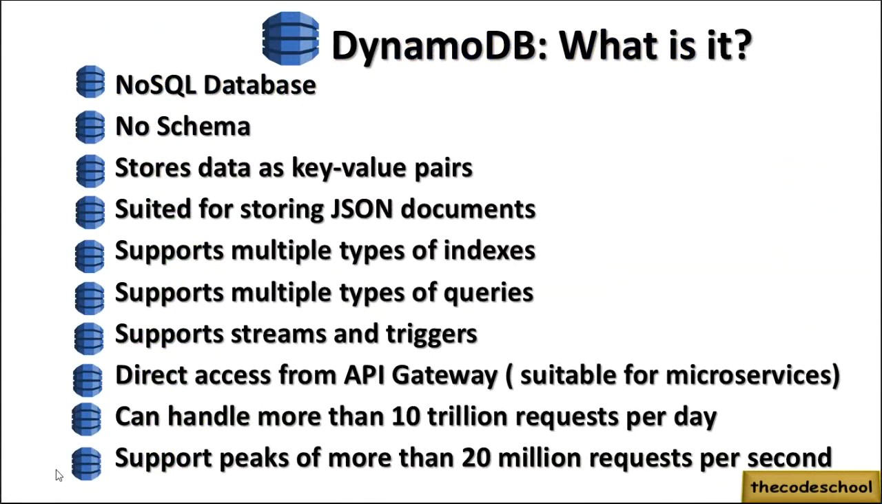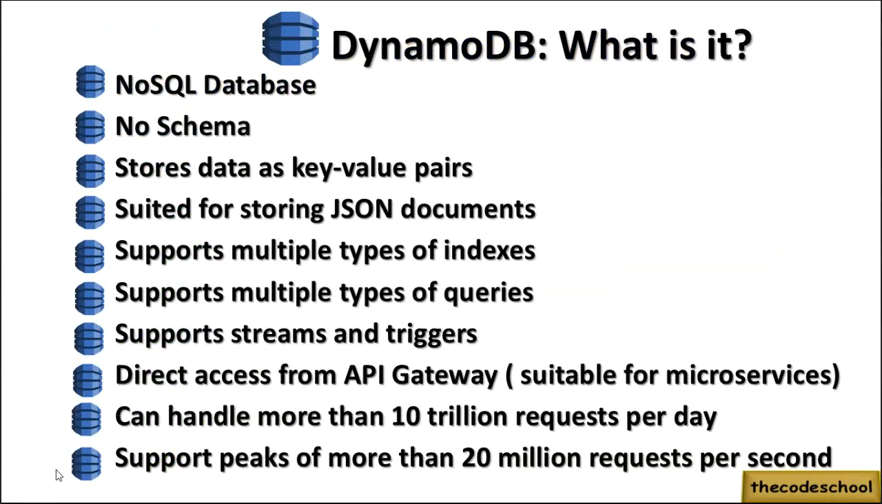DynamoDB supports multiple types of indexes. There are primary index and secondary indexes. Secondary indexes can be created as well. It has support for multiple types of queries. We can do the queries in different ways. It has support for streams and triggers. Streams are basically the live flow of the data, where you can apply lots of functions on the go.